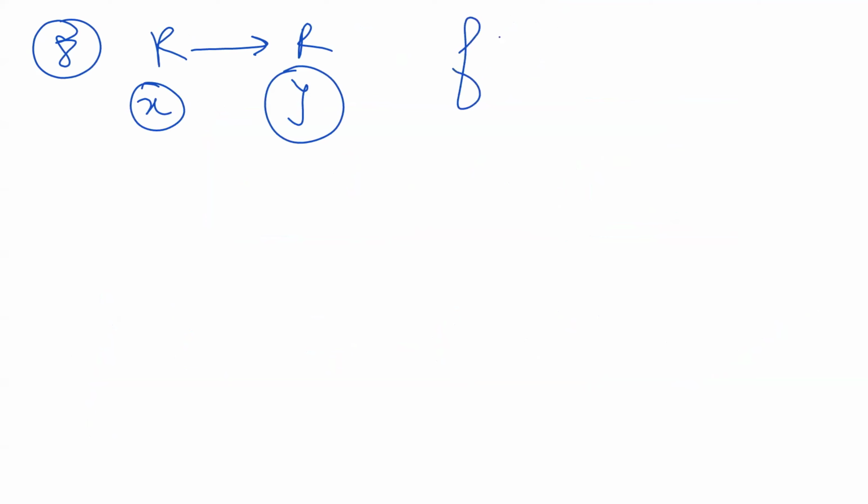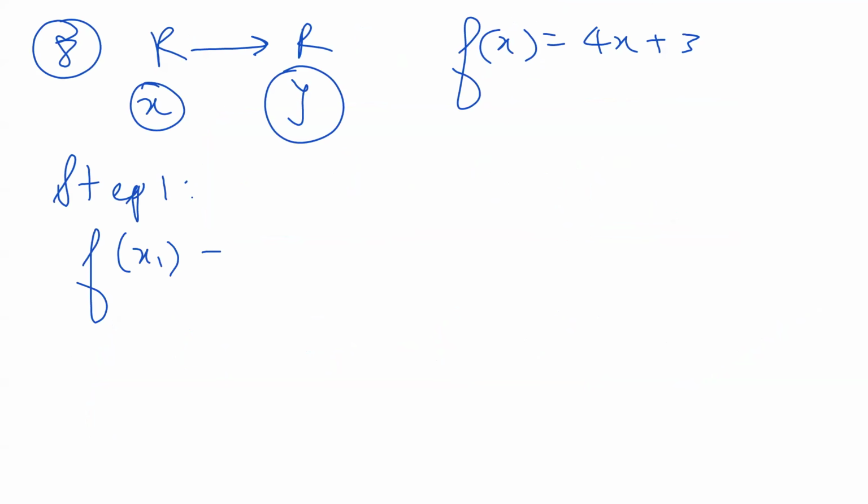So this time we need to prove it is invertible, and then in the end we need to find out the inverse. So mapping is for real number to real number. This is x and this is y. f of x is equal to 4x plus 3. Step number 1. To prove 1 to 1. f of x1 is 4x1 plus 3. f of x2 is 4x2 plus 3.